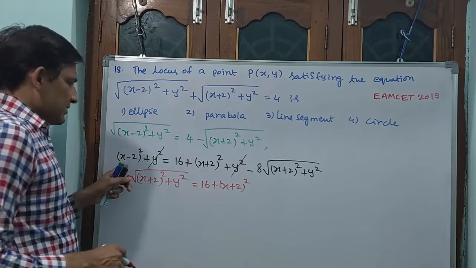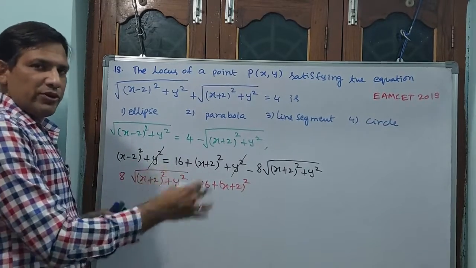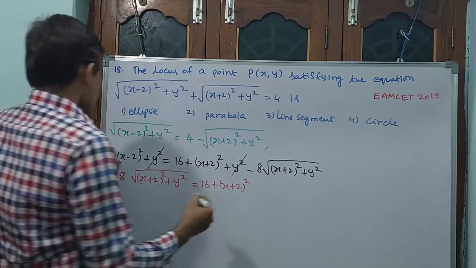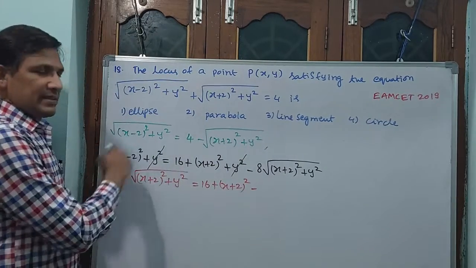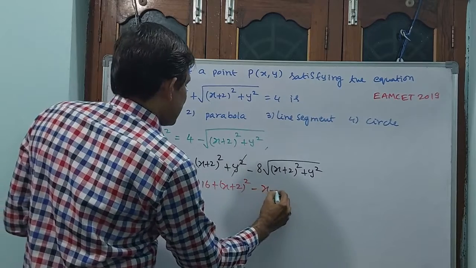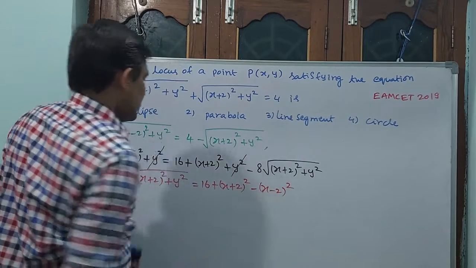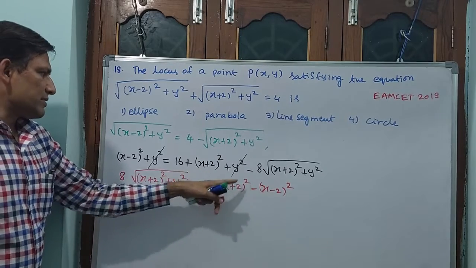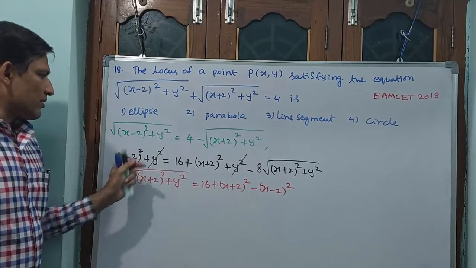Don't expand. Why? Because x plus 2 whole square and x minus 2 whole square are going to give 4ab. Minus. Why? Because this side is plus, that side is minus, x minus 2 whole square. Anything else? No. 16 is there? Yes. x plus 2 whole square is there. 8 this side has come. y square cancels.